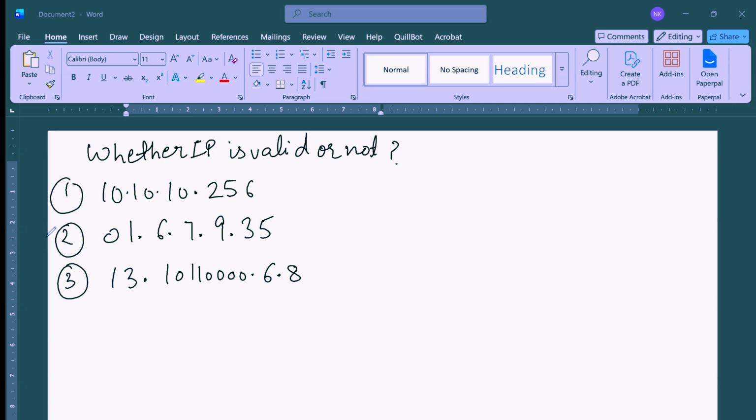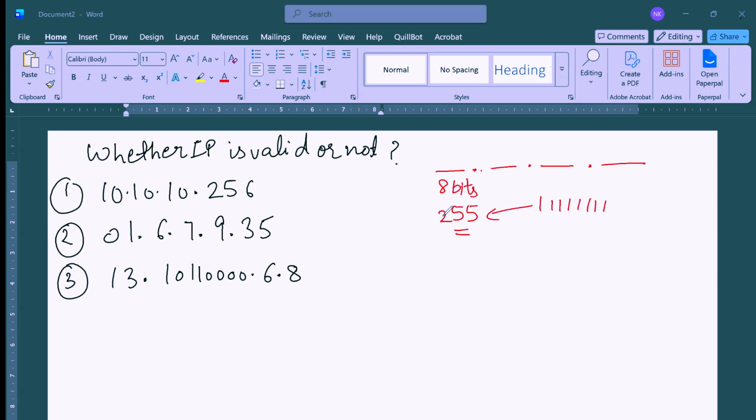Now let's see whether these given IPs are valid IP addresses or not. To understand whether any IP address is valid or not, we need to understand that we are talking about an octet, and one octet has 8 bits available to us. So the maximum decimal value which can be represented with this octet is 255. No octet can have a value more than 255, because if I put all 8 ones, then this will give me the decimal output as 255.